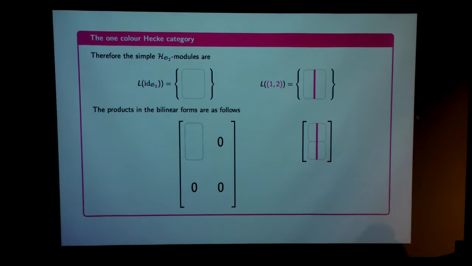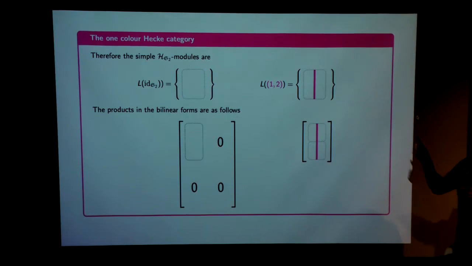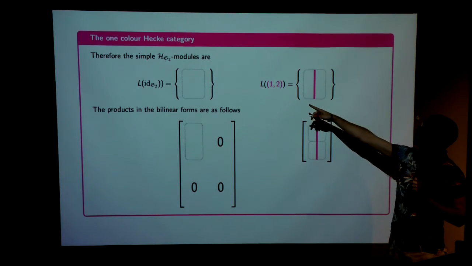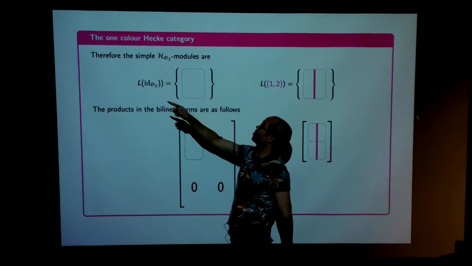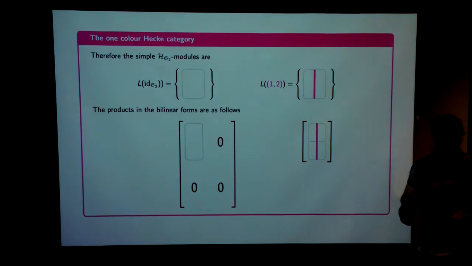Cool. Why do you label the second simple by 1, 2? Because that's the transposition. So 1, 2, there are 2 elements of the symmetric group. The identity in this group, and the transposition 1, 2.